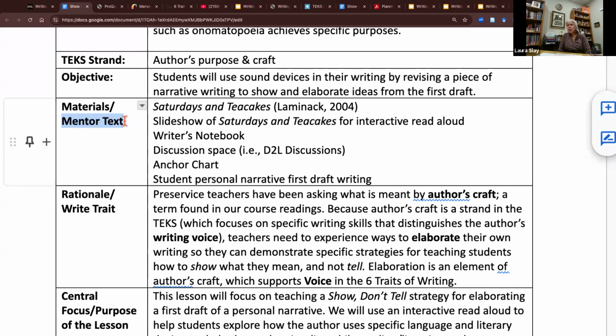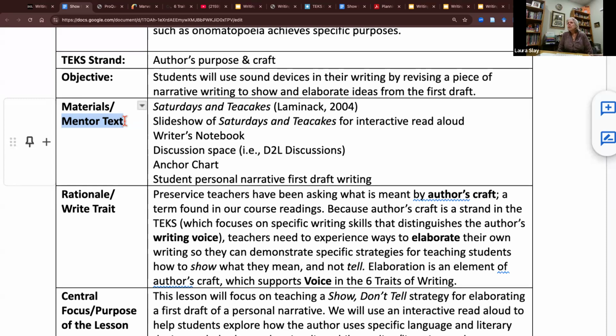The rationale has to do with the writing traits. So here's my thinking. You're going to explain why is it important for this lesson to be done? Not because Dr. Slay asked you to do it or for its coursework, but why in the life of a writer or a first grader or second grader would you have to create this lesson?